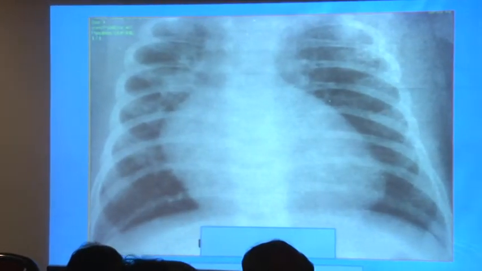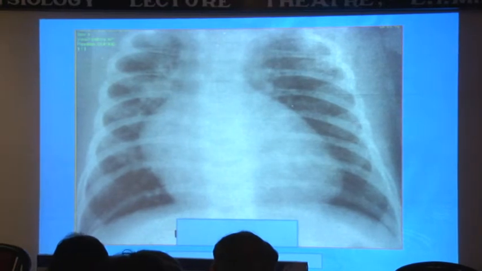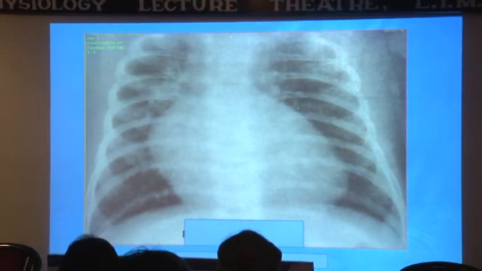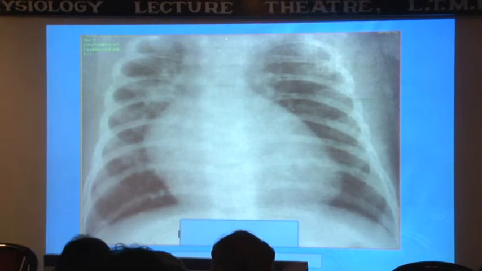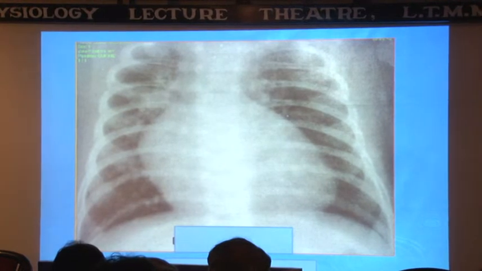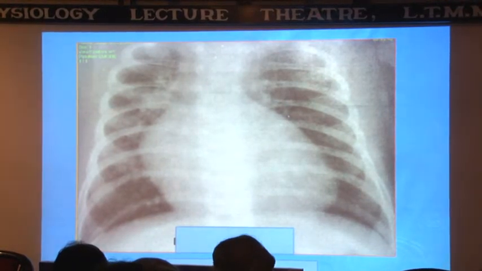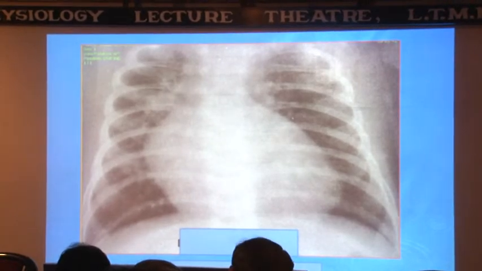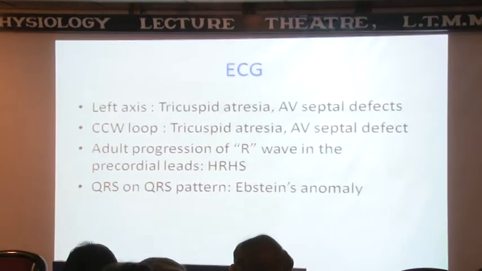Any one of you? Absolutely. So this is what is popularly known as egg on string appearance. You have cardiomegaly and narrow pedicle. Narrow pedicle forms the string and cardiomegaly forms the egg. If you have normal vascularity, as in this case, this was a patient with intact ventricular septum. If you have plethoric lung fields, it will be with ventricular septal defect.